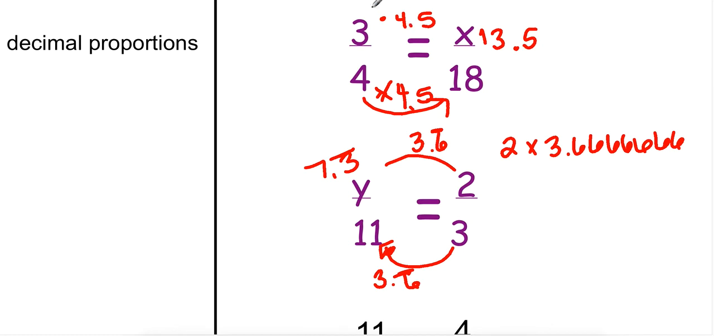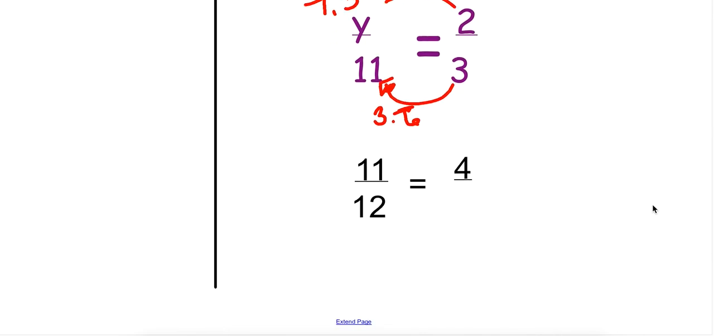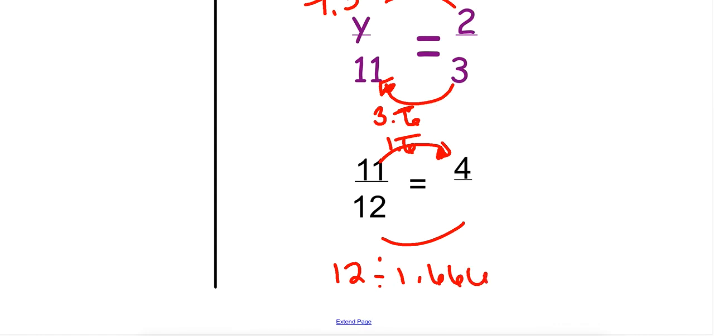So let's look at the bottom one here. Okay, I can't go from 11 to 4 nice, so I need to say 11 divided by 4 gets me, so I still need to divide, and I get 1.6 repeating. So I need to put in my calculator 12 divided by 1.666 and keep it repeating until you run out of room. And you get 7.2. So 11 to 12 is the same as 4 to 7.2.